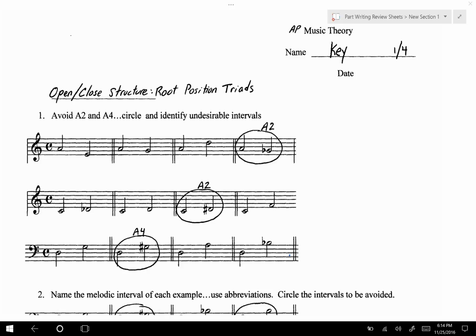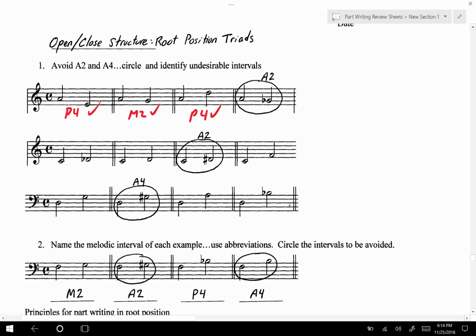So we can look here and see that we have a P4, that's fine, an M2, that's fine, a P4, that's fine, and here is the one where we have an augmented second, an A to a G flat. That's undesirable. Moving on, we have a minor second, certainly fine for a voice to sing, as is a major second. Here's our undesired interval of an augmented second. We want to avoid C to D sharp. And the last one, P4, is allowed.